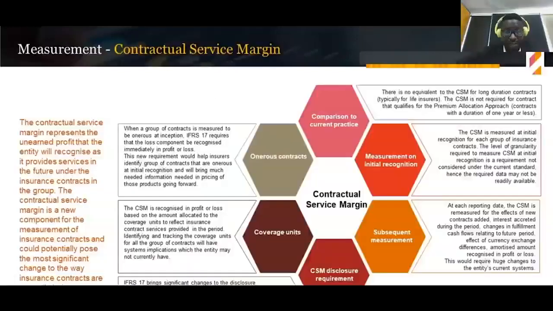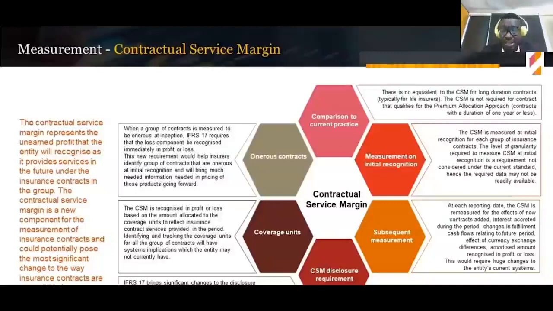Now, the next very key change we'll see when we compare IFRS 4 and IFRS 17 is the contractual service margin, which Ulama has spoken about during the presentation. Compared to current practice, there's really nothing like this. This is a new concept for all insurers. It allows you to determine your unearned profit when you write your contract, and then apportion that unearned profit across the coverage units or the period where you're actually providing cover.